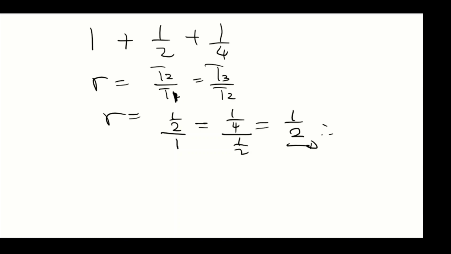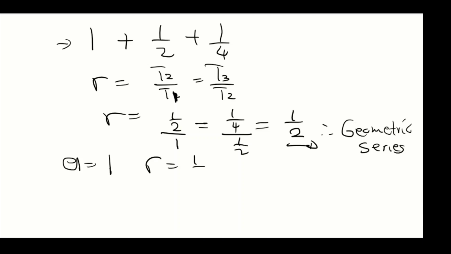Therefore, this is a geometric series, meaning that we're going to use a geometric sum formula. Our a value is equal to 1, which is this one here. Our r is equal to 1 over 2. So we're going to find our sum.